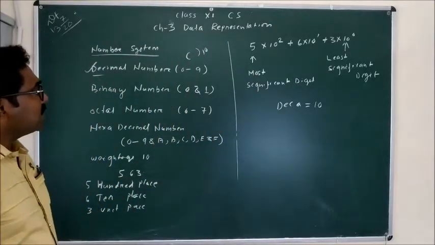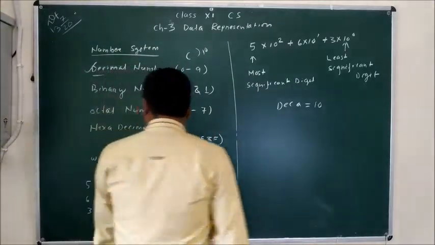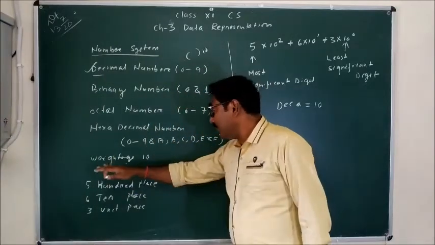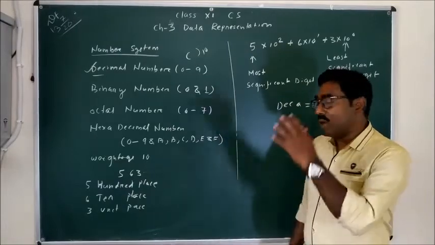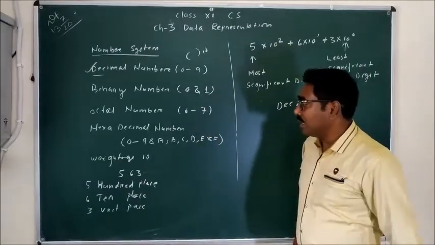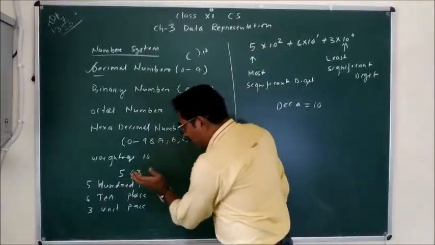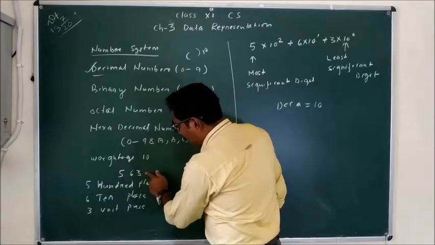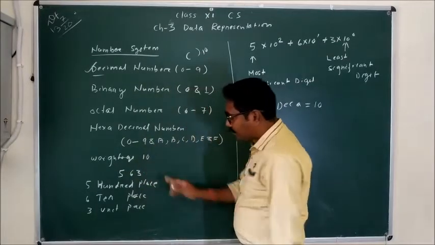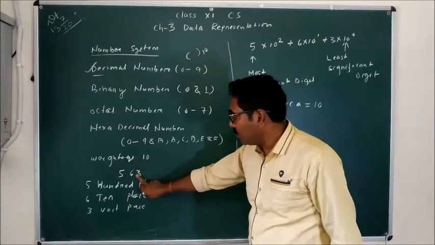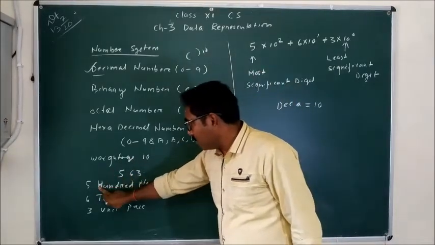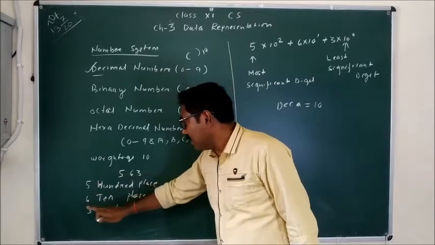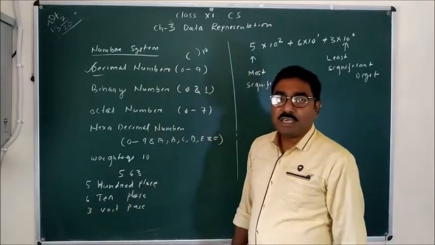Weightage based number system in the sense, suppose for example we have the number 563. In fact, in this 563 there are 3 digits. What is 3? It is in the unit place. 6 is in the tens place, and 5 is in the hundred place. 5 is the hundred place, 6 is the tens place, and 3 is the unit place.